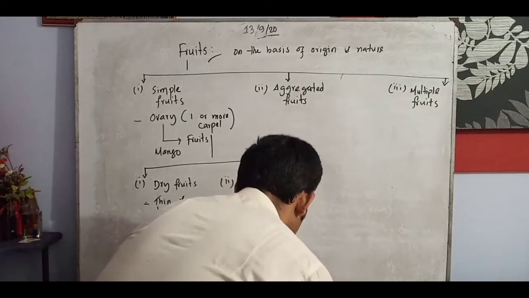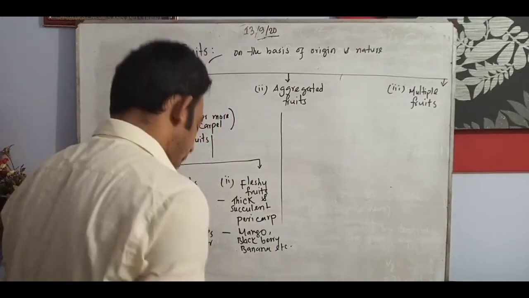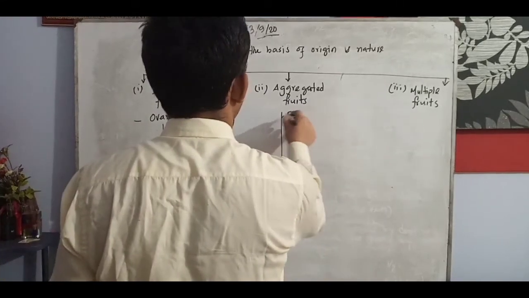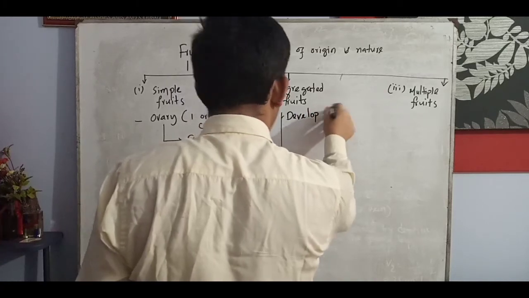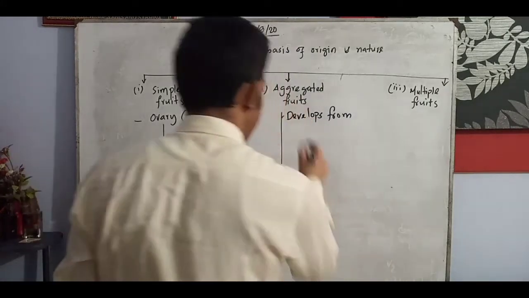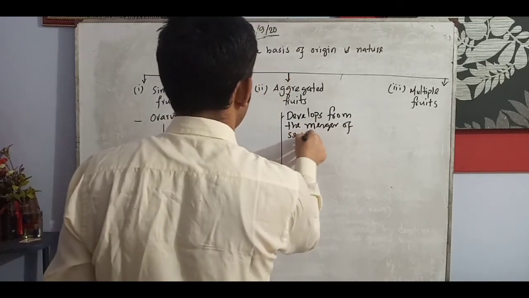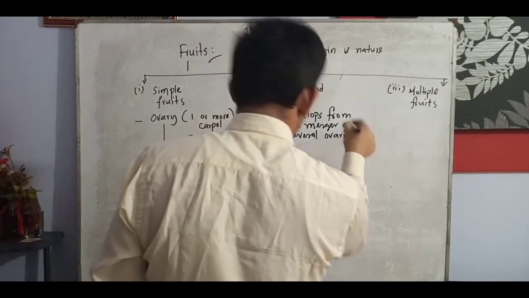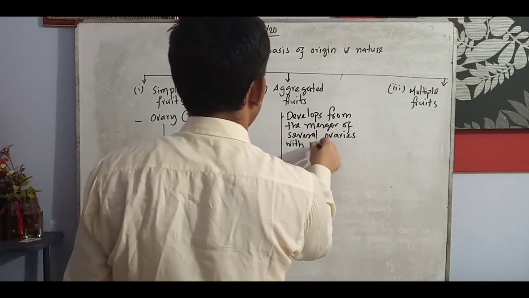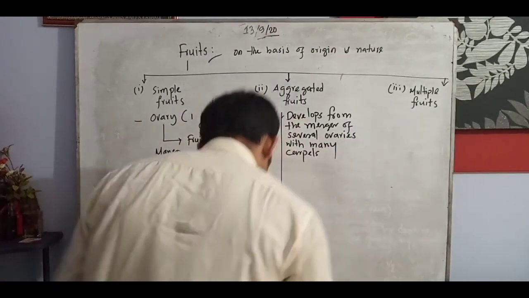And now we go through the aggregated fruits. Yes, of course, we will go through the aggregated fruits now. The aggregated fruit type is one developed from the merger of several ovaries, with many carpels. That time it is known as the aggregated fruit.